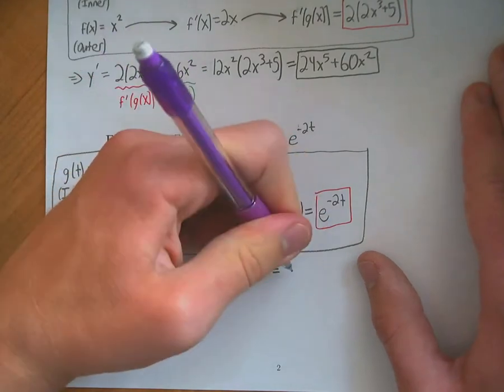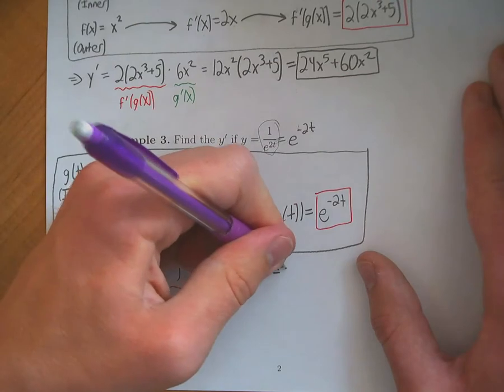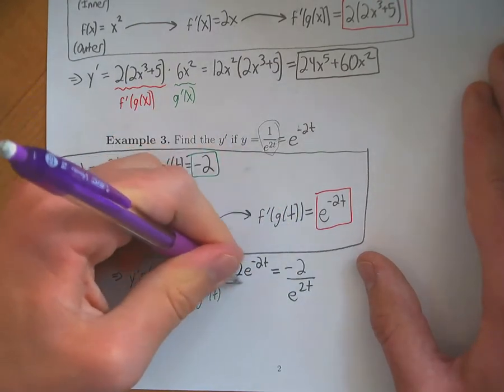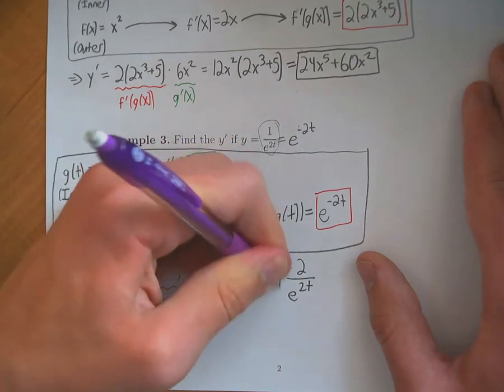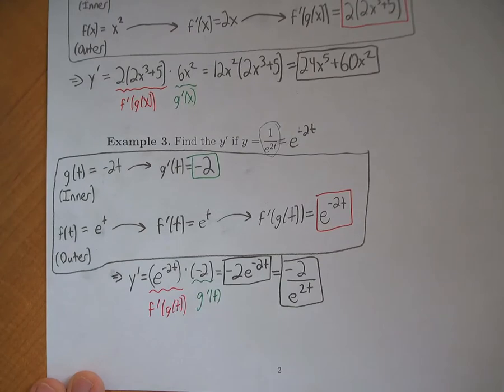Or if you prefer to write this with respect to this notation here, you can just rewrite this as negative 2 over e to the 2t. So in this case, both of these are acceptable answers. All right? So any questions on that?